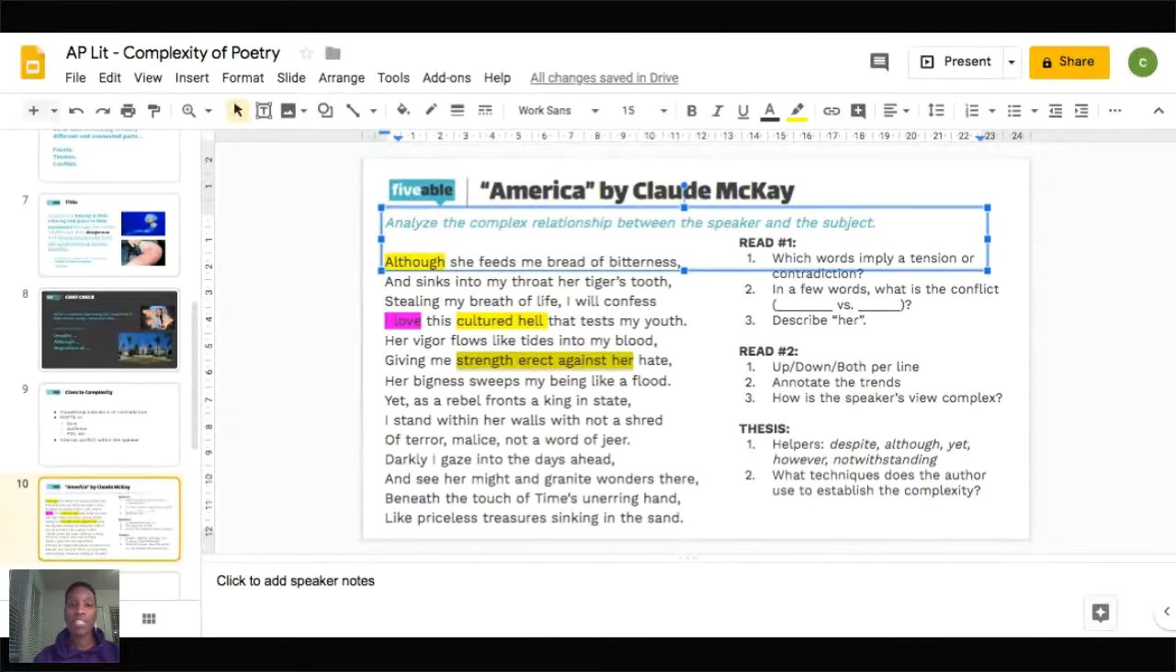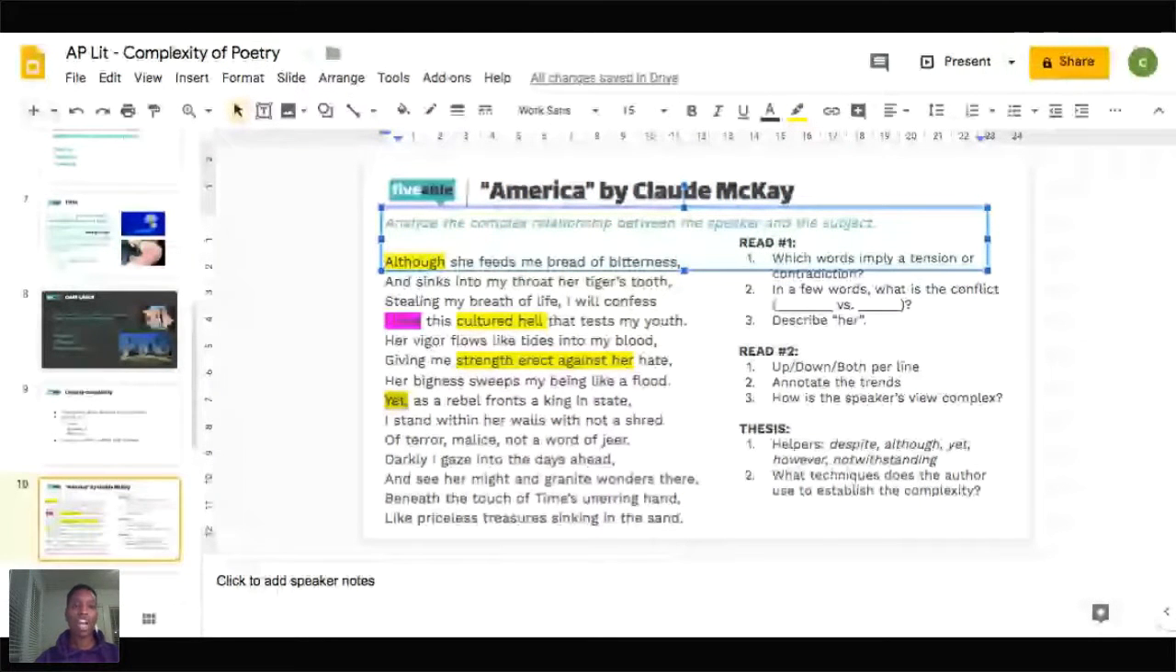"Yet as a rebel fronts a king and state," and "yet" is always an indicator of some sort of contradiction. There's one side versus another, or an indicator of one thing leading to an indicator of another. "I stand within her walls with not a shred of terror, malice, not a word of jeer. Darkly I gaze into the days ahead and see her might and granite wonders there beneath the touch of time's unerring hand, like priceless treasure sinking in the sand."